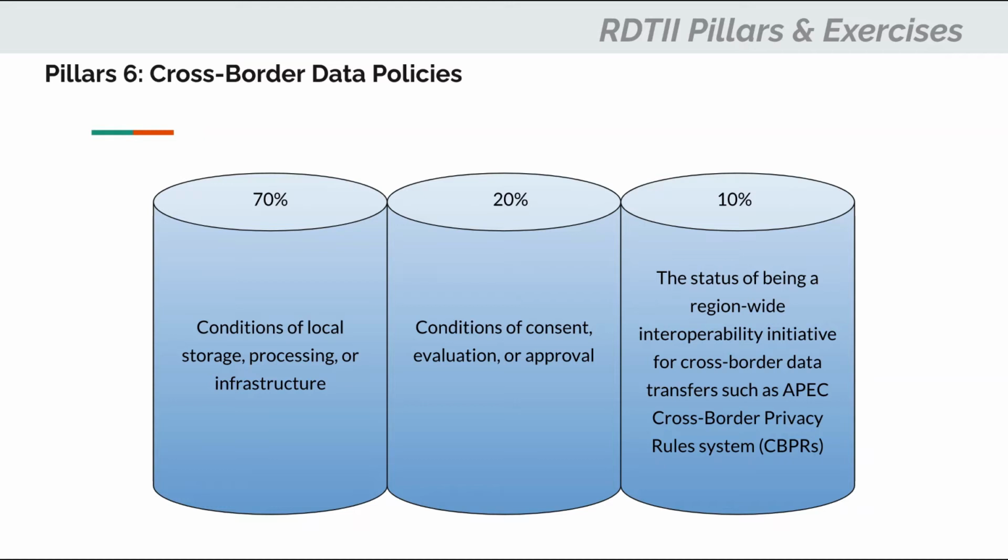The third subpillar gets the least weight because, although being a signatory to the APEC CBPR contributes to interoperability of data privacy regulation in the region, not all economies in the region are APEC members and eligible for this initiative.